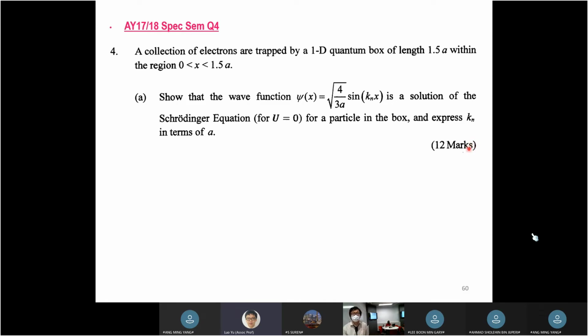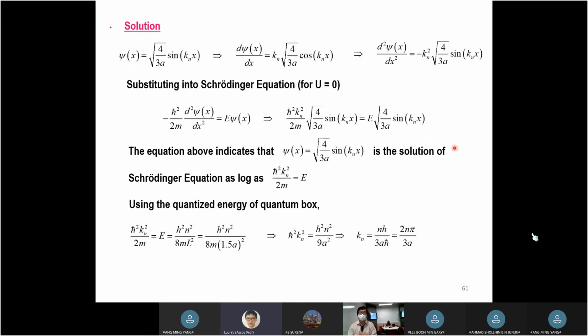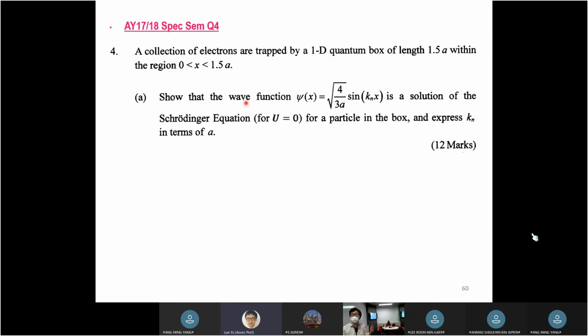This is the first part, worth 12 marks. So let's see what to do. The question already asks you to show that it is a solution of the Schrödinger equation, and then find the expression for Kn.